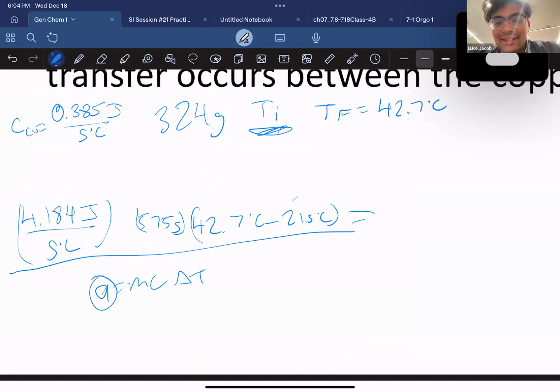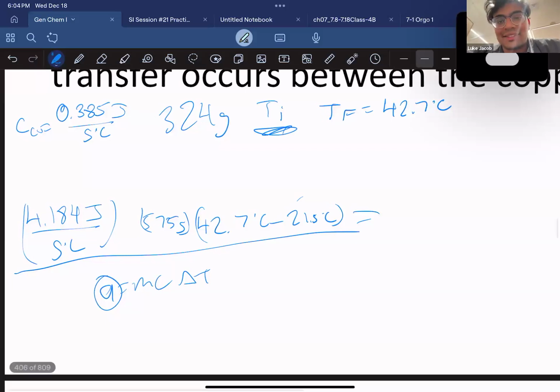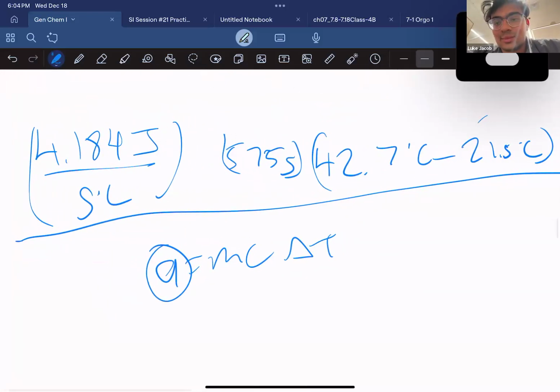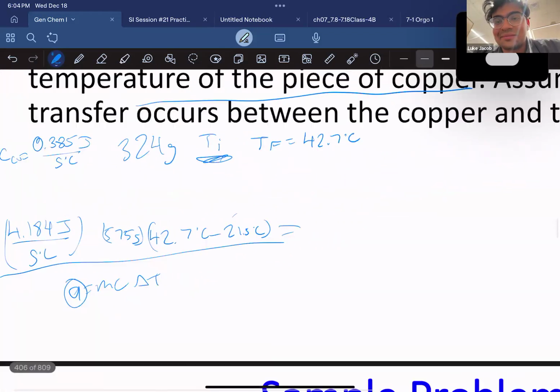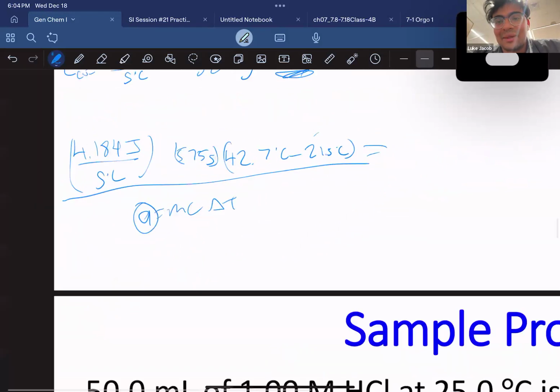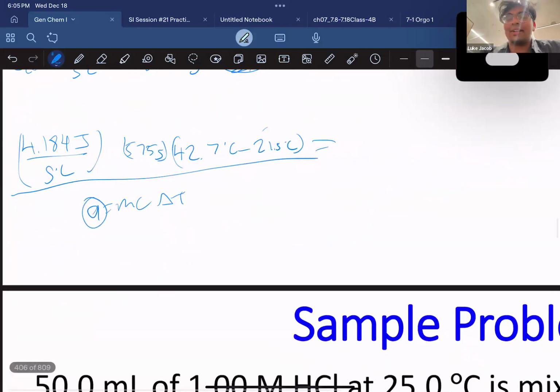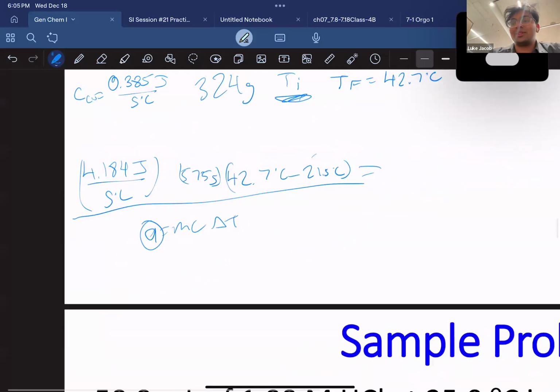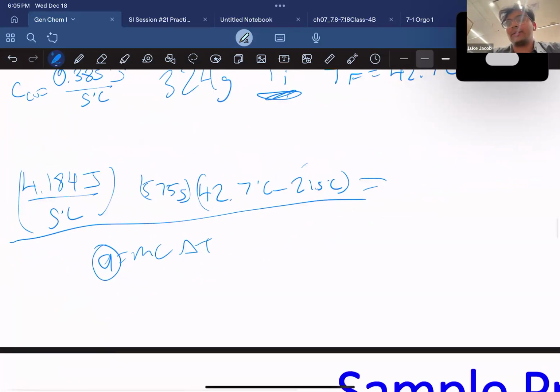We can calculate the joules that are absorbed by the water, right?